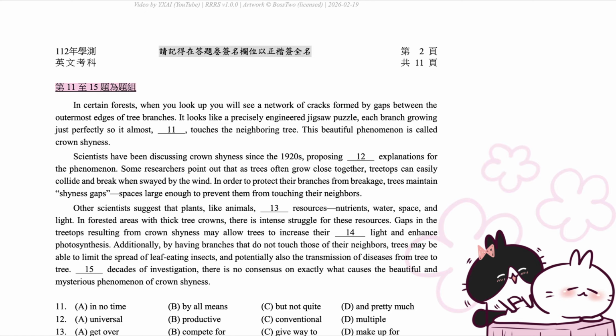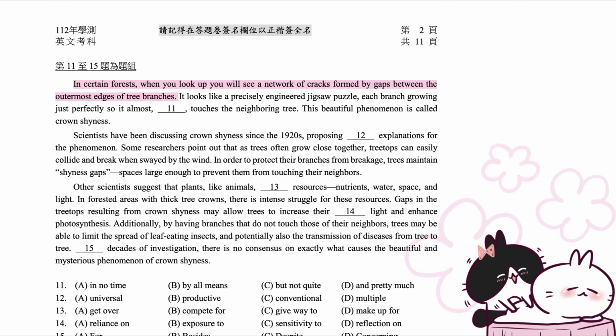Questions 11 to 15 refer to the following passage. In certain forests, when you look up you will see a network of cracks formed by gaps between the outermost edges of tree branches. It looks like a precisely engineered jigsaw puzzle, each branch grown just perfectly so it almost, but not quite, touches the neighboring tree. This beautiful phenomenon is called crown shyness.